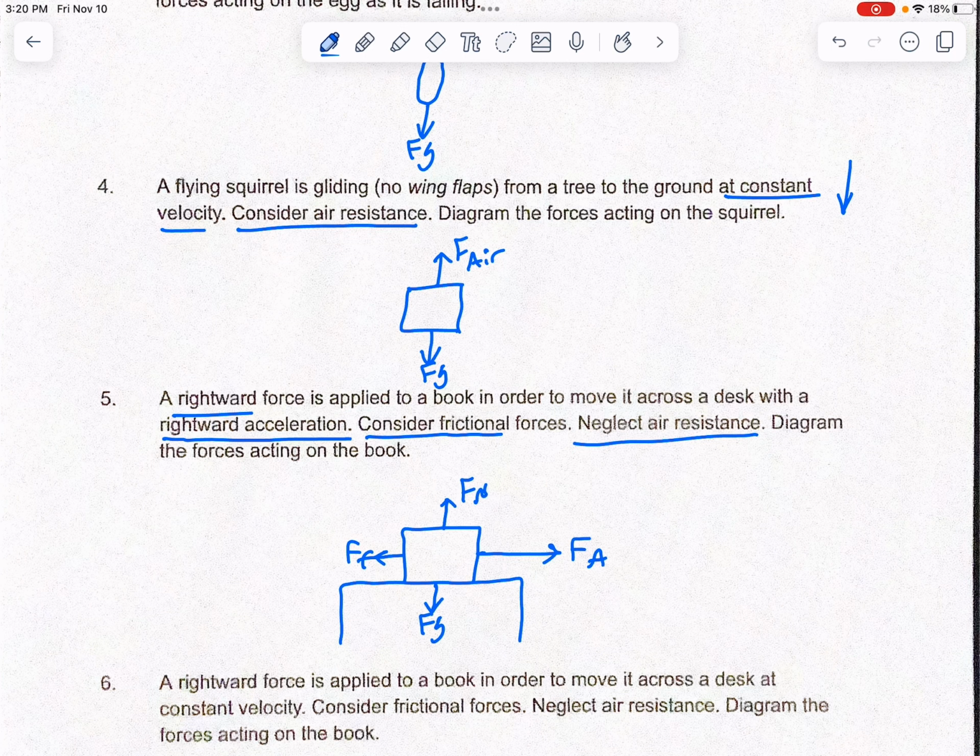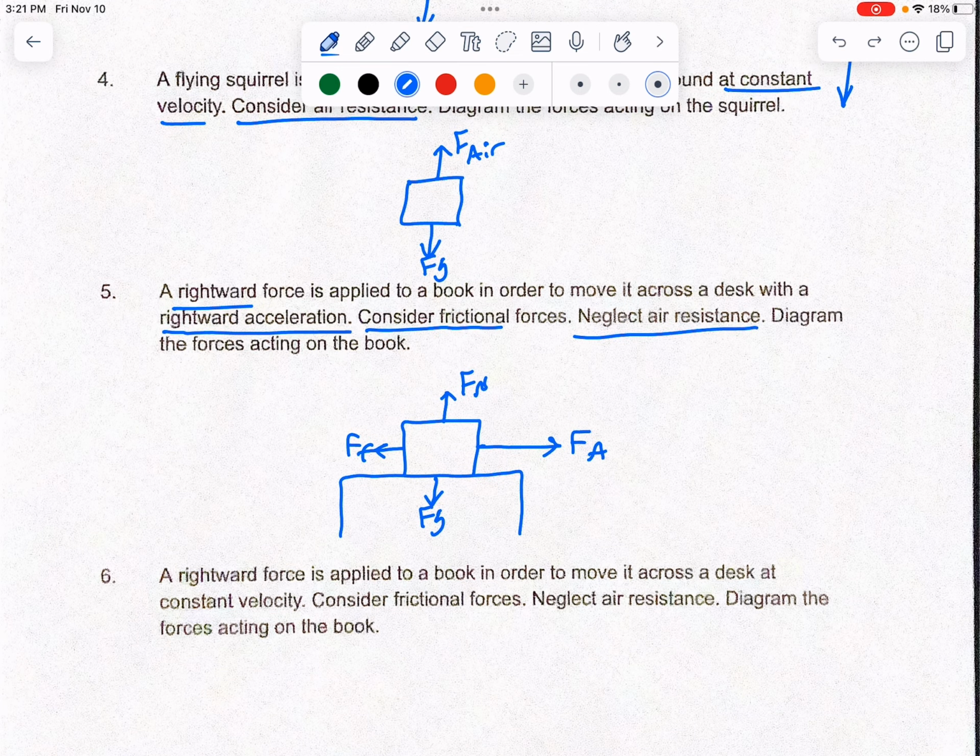Now, when it says neglect air resistance, that doesn't mean we're dropping it. That just means when you naturally push something, there is going to be some form of air resistance. So that basically says that in real life there would be another resistant force, which would be air resistance. But we're not going to worry about that one. So we're just going to worry about frictional in this case. So that would be your drawing right there. Just FA is bigger than FF.